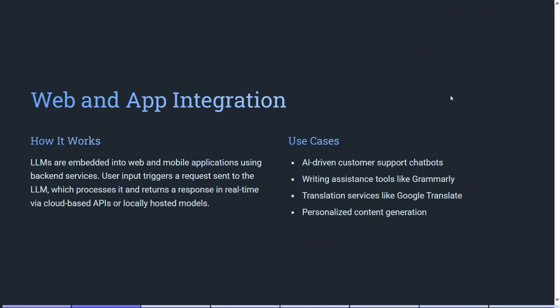When it comes to use cases, chatbots, AI driven customer support bots that answer FAQs. Other thing is writing assistance. Tools like Grammarly or Notion AI that refine text. And the next use case is translation services. Apps like Google Translate that process multiple languages. Personalized content. Social media platforms generating automated captions or comments.